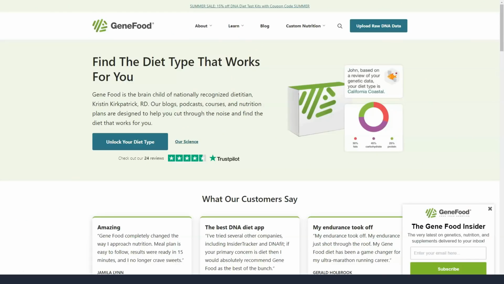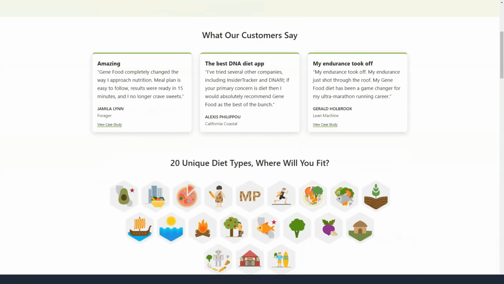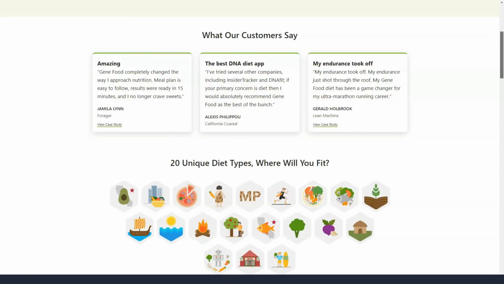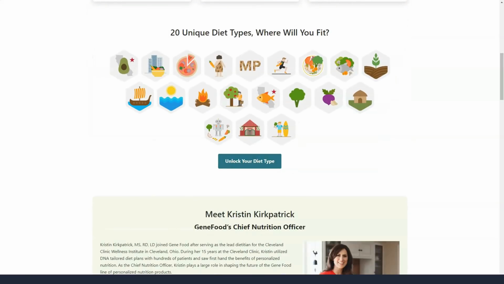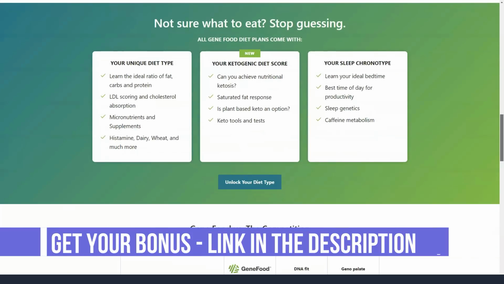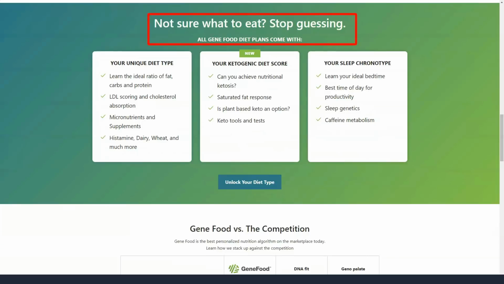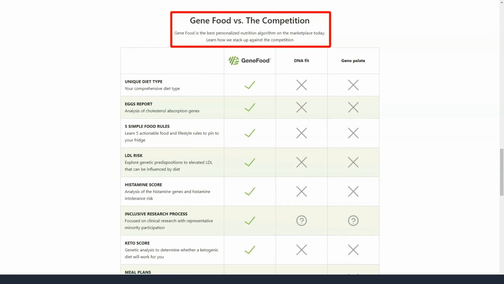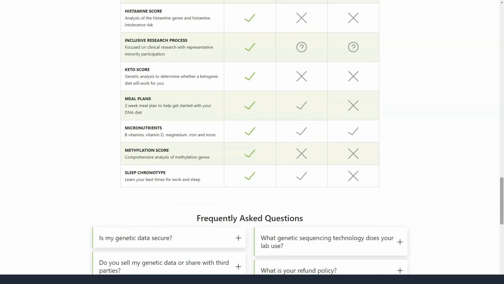Gene Food is a company that specializes in diets and nutrition. They evaluate 20 different types of diets to choose the best one for each person. They take a holistic approach to their recommendations and take many factors into consideration to provide their clients with the best diet plan based on their DNA test results. The report also makes recommendations for supplements and explains in detail the science behind each result.